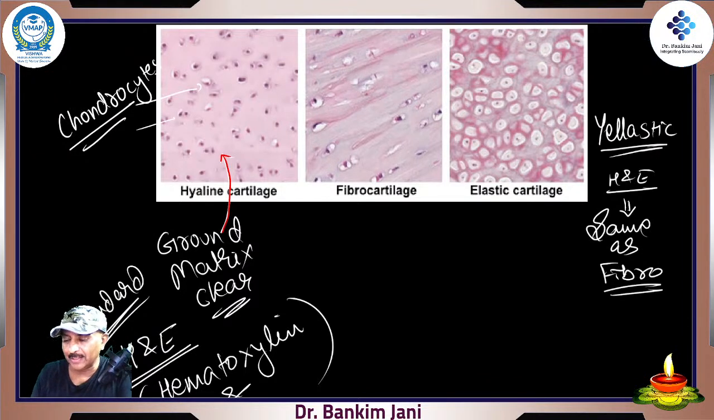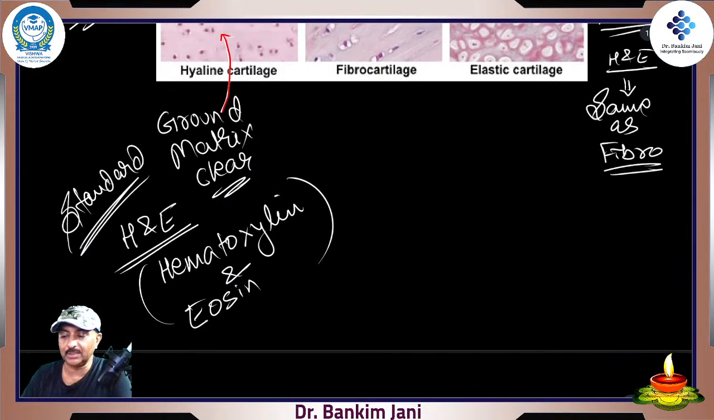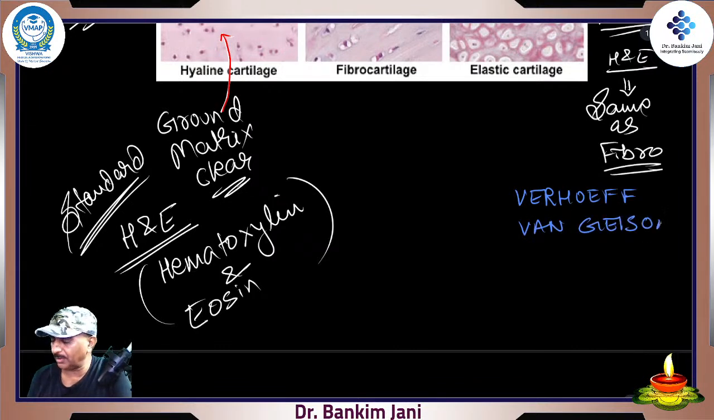No doubt, because this is a very typical thing, those cells are seen. Now this is a very, very important question: when you want to see elastic cartilage, which dye will you be using? That is called the Weigert stain, or the full name Weigert van Gieson. But if you say Weigert, that's more than enough. So it is the Weigert stain.